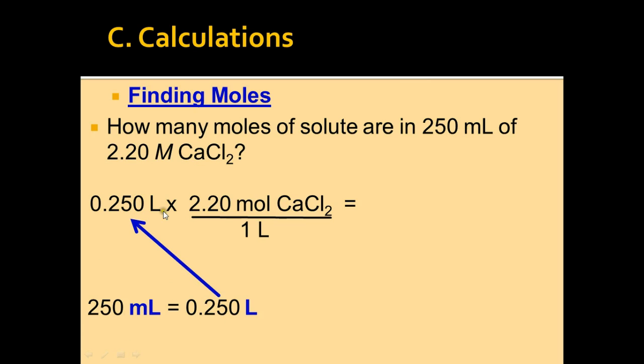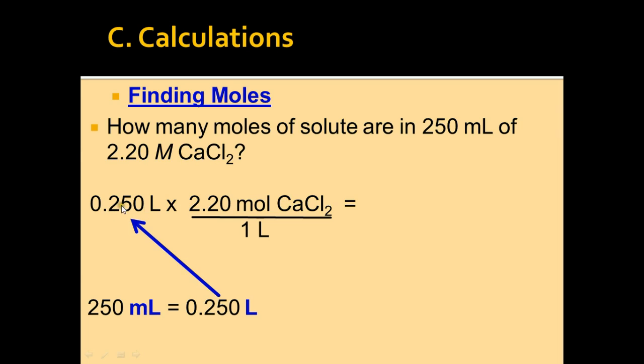And again, liters we want to cancel out because we want to go to moles. We don't want to stay in liters. So we write liters on the bottom. And again, this tells you how many moles goes on the top. And then we always write 1 liter when we're doing molarity. And so liters cancels out.